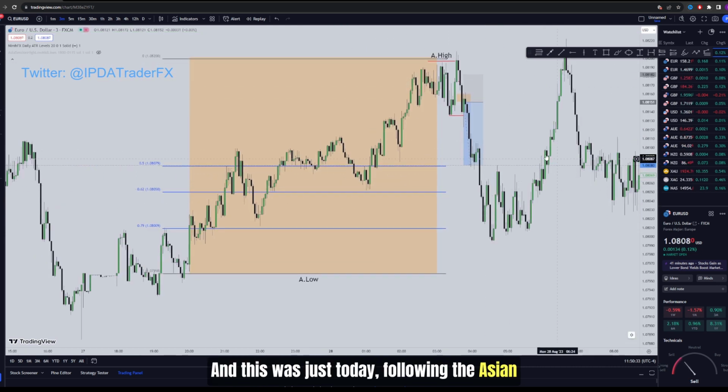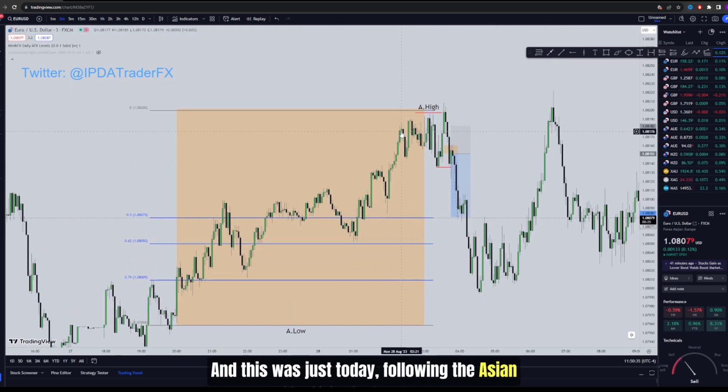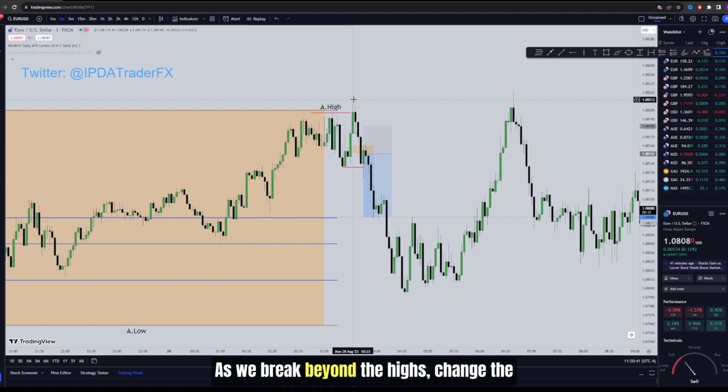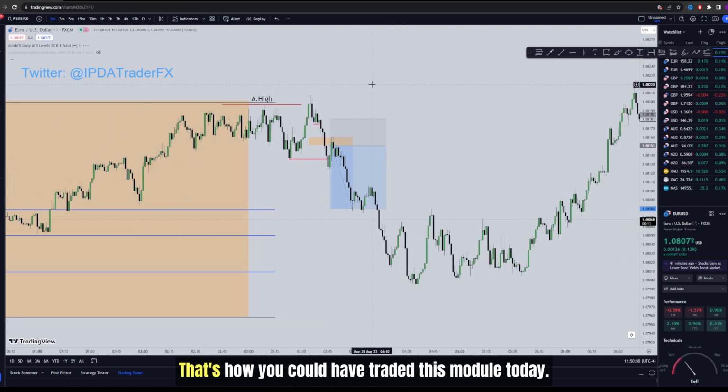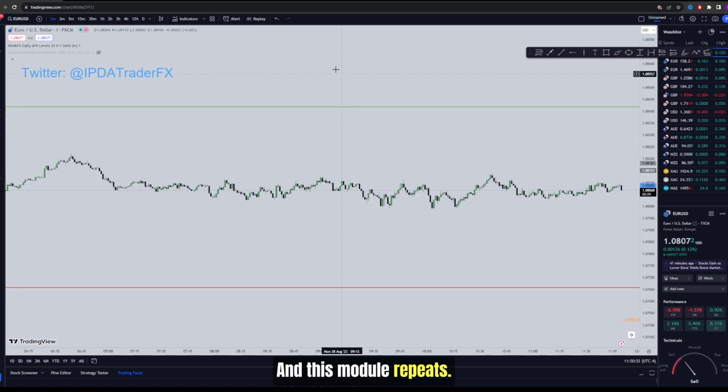And this was just today following the Asian session strategy and the Asian session delivery as we break beyond the highs, change the state in delivery on the 1 minute, and we pull back into a fair value gap. That's how you could have traded this module today, and this module repeats.